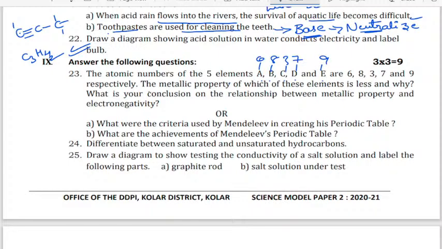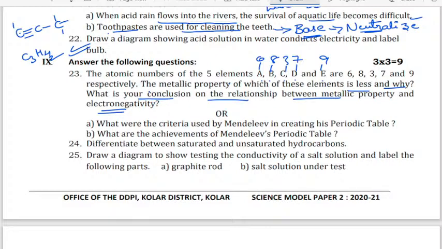So the metallic property of which of these elements is less, and why? They are asking. And you also have to give your conclusion on the relationship between the metallic property and electronegativity. Okay. So you must know, children, in this case I will tell you about the one which is having the least metallic property and also the one having the most metallic property. I will give both. It is important to know which element is having the least metallic property and which is having the most, because in examination they may ask about either. So you must be ready to explain both.